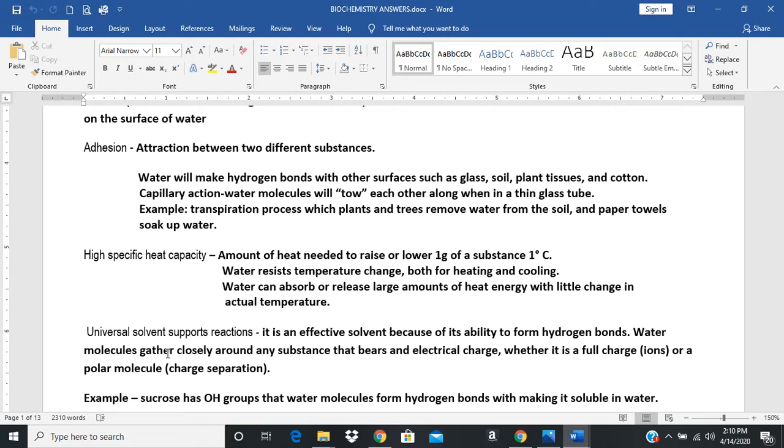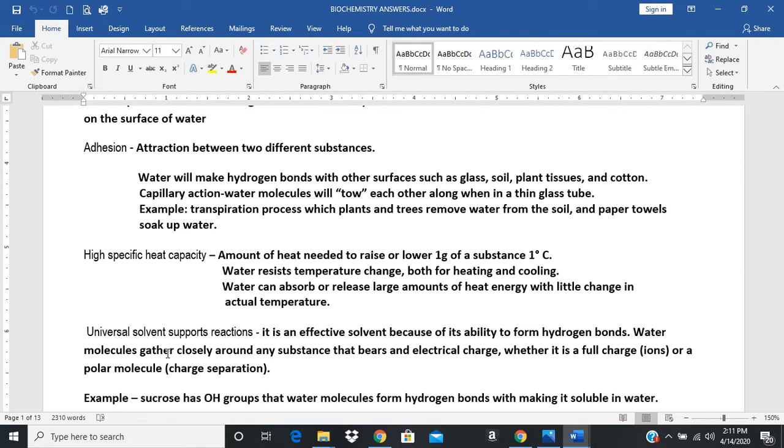So in order to get water to evaporate, you have to put in a tremendous amount of heat energy to get it to change phase and go into a gaseous form. And when you do that, you disrupt the hydrogen bonds, and that disruption of the hydrogen bonds leads to a change in phase. Water is also a really good universal solvent.